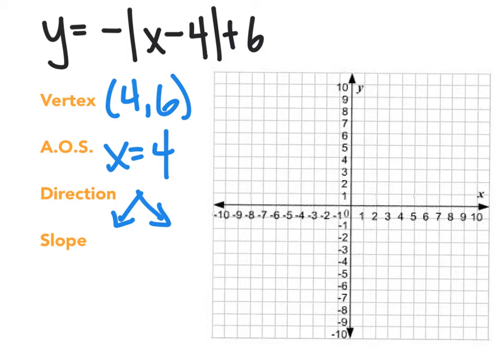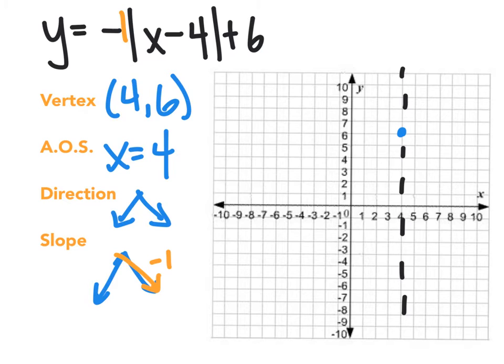Alright, so we should have the vertex at (4, 6). The axis of symmetry is x equals 4, and the direction is down because this is negative. Alright, so for the slopes, since this is facing down, on the right-hand side this is negative 1, so it will have a slope of negative 1, and then we'll just mirror it on the other side.